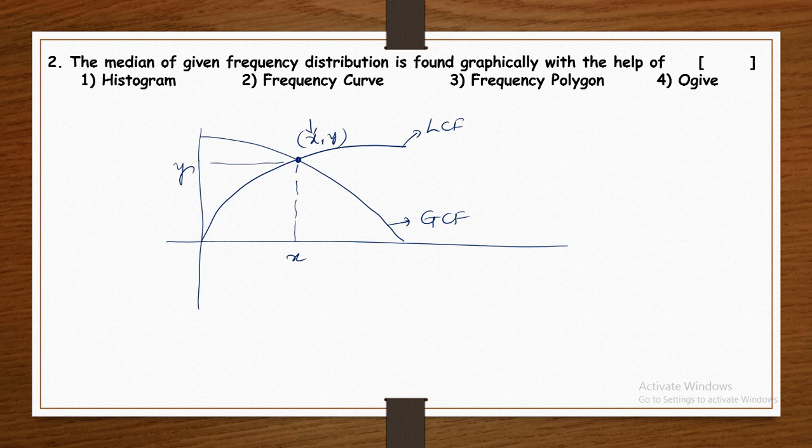Here this particular x gives me my median. Hence, to find the median, this x coordinate of the point of intersection of these two OG curves is nothing but my median. So which graph are we using here? It is nothing but OG curves. Okay.